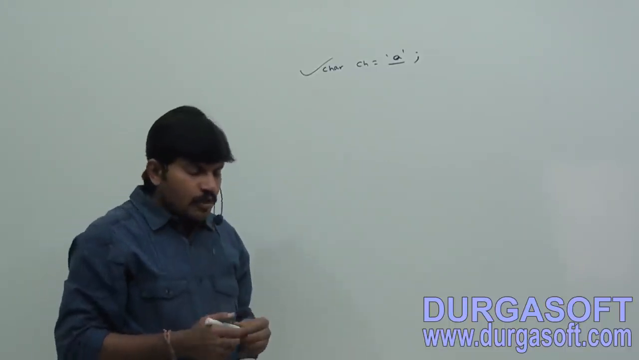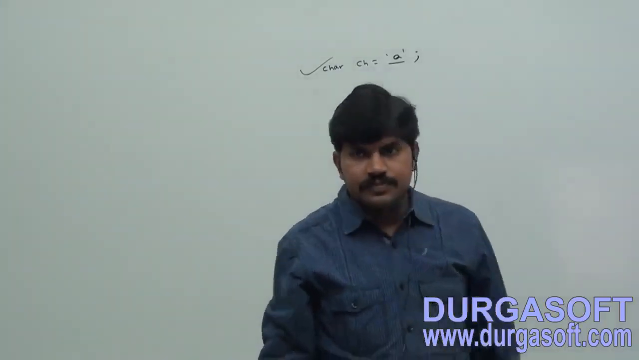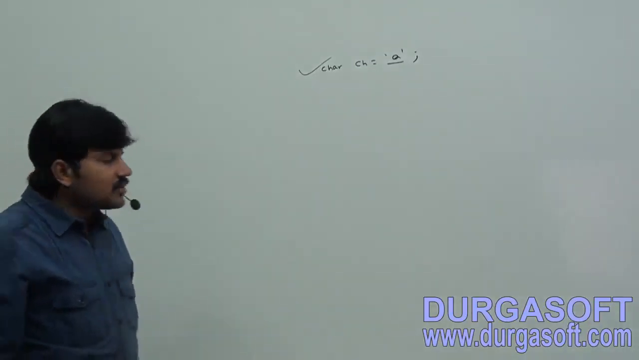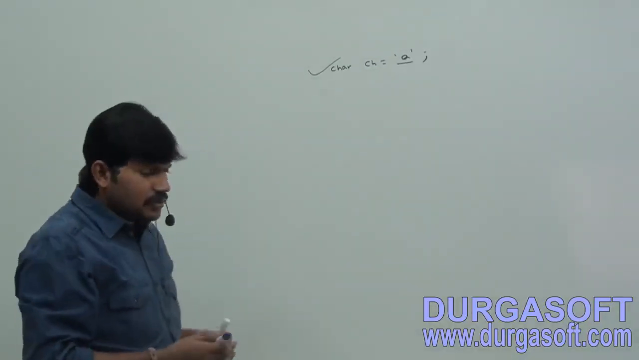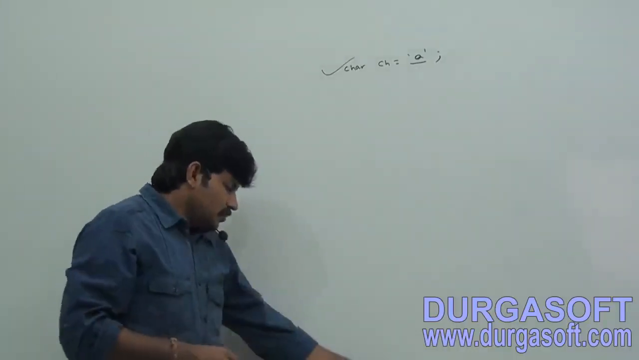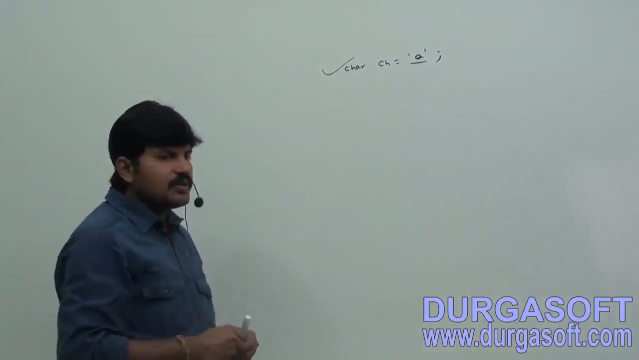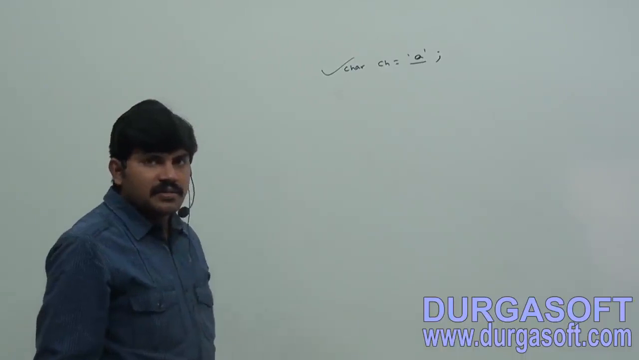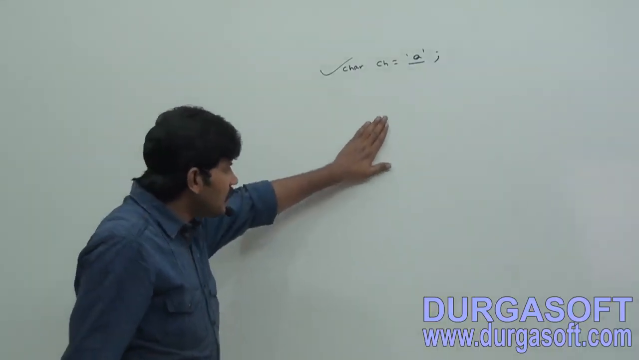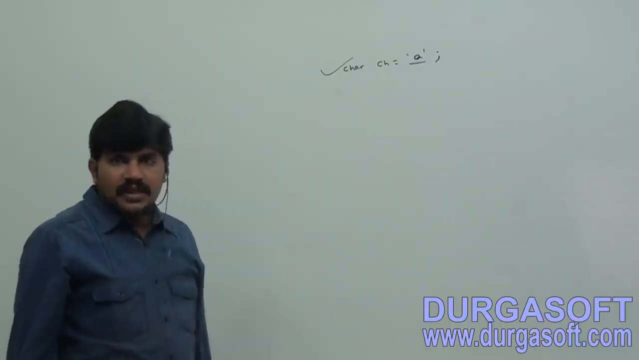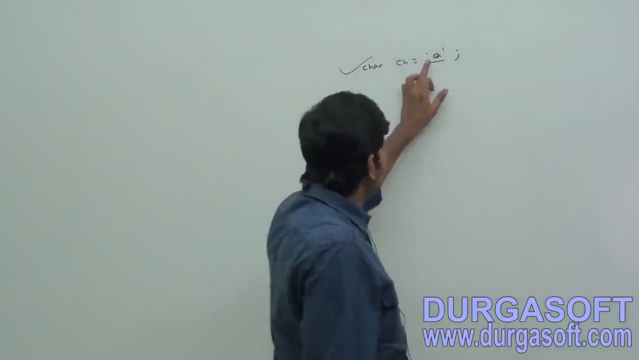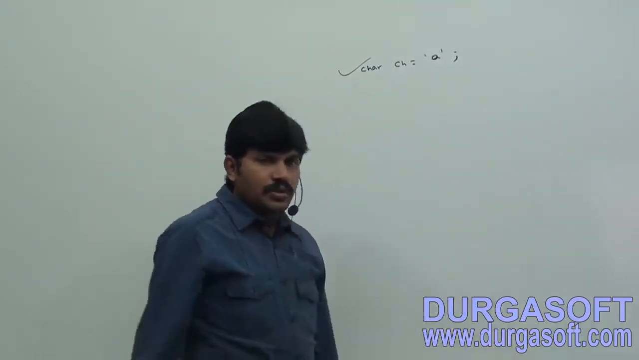First one: we can specify a char literal as a single character within single quotes. Char ch is equal to a, a single character within single quotes.